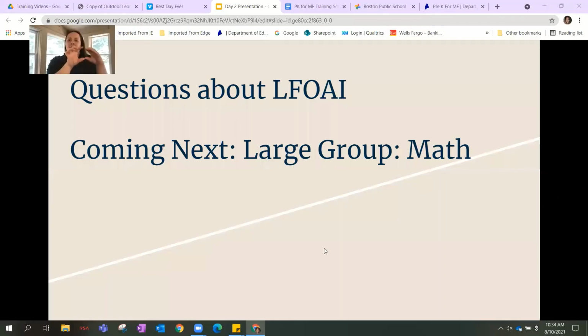When you look at the schedule, you'll see that there's a large group section, and it'll be listed as Let's Find Out About It on these days. And on one of the other days, there's a math activity. So we're going to talk about math right now.